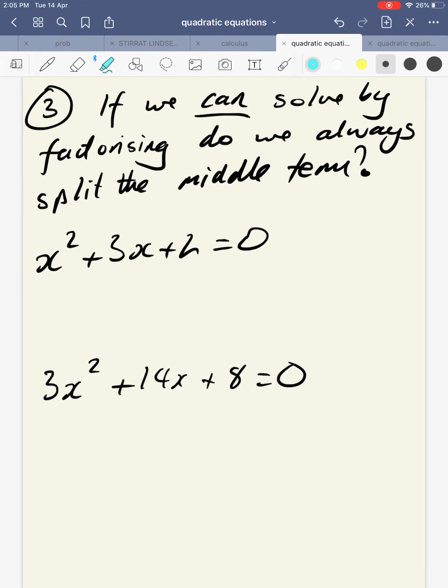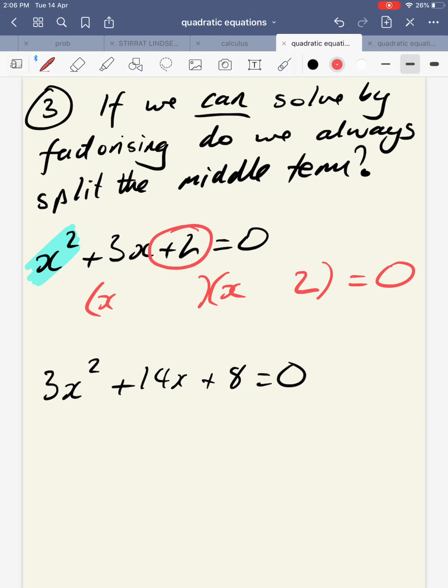Question 3. If we can solve by factorising, do we always split the middle term? Well, we don't always have to. We can just do guess and check. I would say that anytime we've got 1x squared, it might actually be quicker just to put your brackets as factors side by side, x and x, and then guess and check. To get the 2 here, you need a 2 times 1. It's a positive 2, so these numbers could be negative, negative, or they could be positive, positive. And then you just check by expanding and seeing what the middle term becomes.